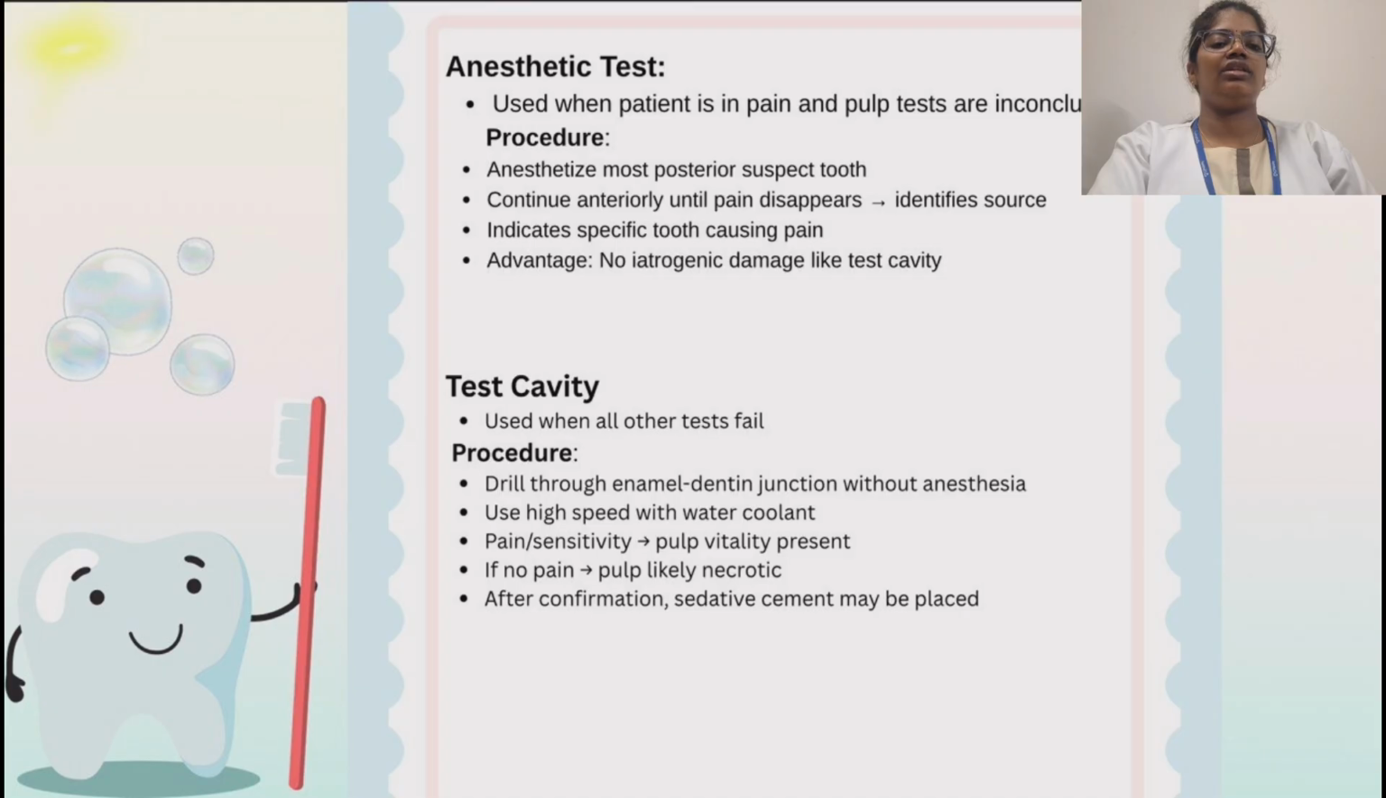Test cavity, it is used when all of the tests fail. Procedure, drill through enamel dentin junction without anesthesia. Use high speed with the water coolant. If there is pain or sensitivity felt, the pulp is vital. If there is no pain, pulp is likely necrotic. After confirmation, sedative cement may be placed.